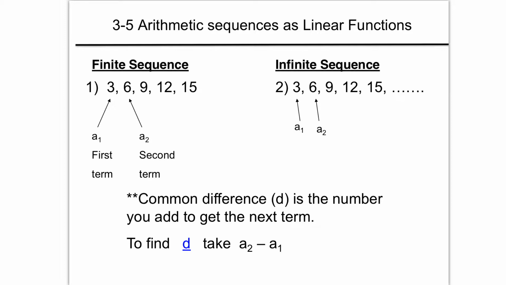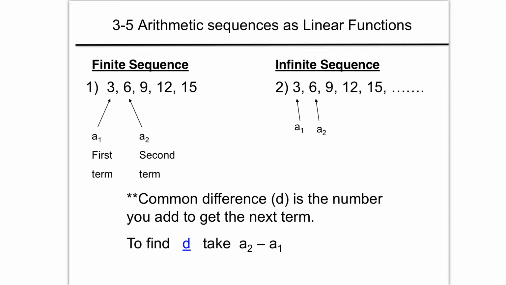Now an arithmetic sequence is just a list of numbers that have a pattern, and that pattern helps you to get more numbers in the sequence. Now, finite, like I said, means that it stops. When you look at this here, there's a pattern going on: the 3, the 6, the 9, the 12, and the 15. You notice that you are adding 3 every time. 3 plus 3 is 6, 6 plus 3 is 9, 9 plus 3 is 12, 12 plus 3 is 15.